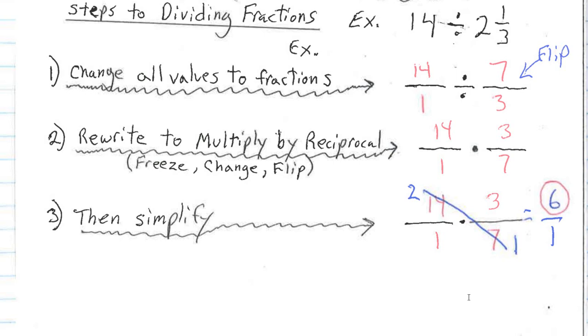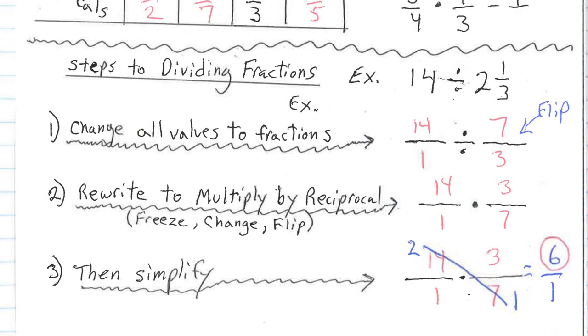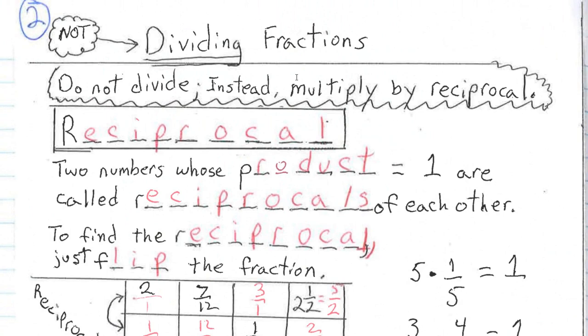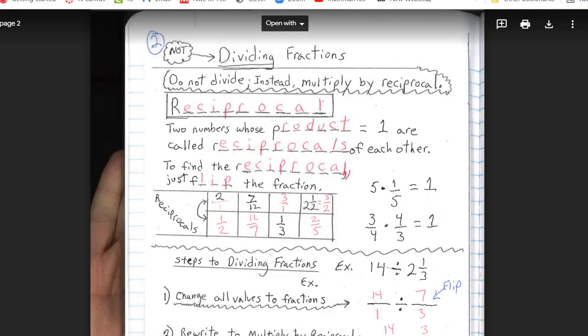And that is how we divide. We don't actually divide. We change it to multiply. Multiply by the reciprocal. And that is how division is done. So now hopefully your notes look something like this.